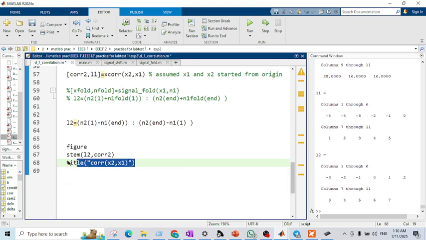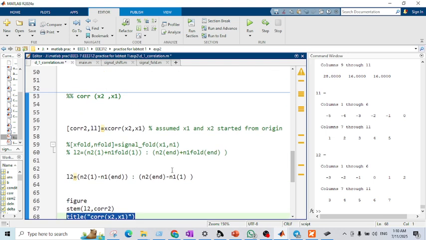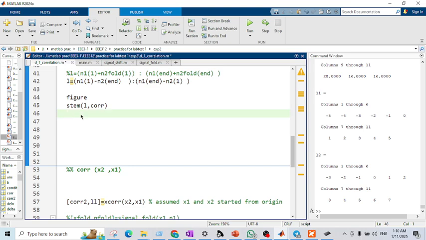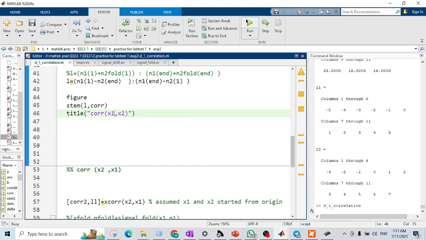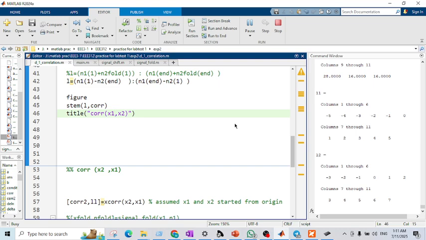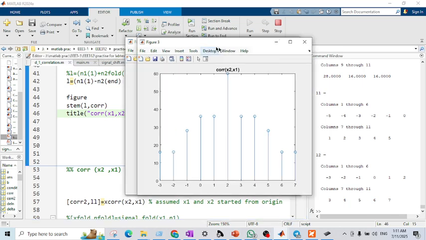Okay, and this is x1 comma x2. Now let me run this code. Now you can understand it clearly.